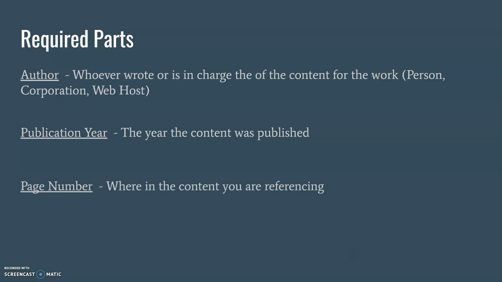Page number is where in the content that you found what you're referencing. So in some cases, like a web page, you're not going to have a page number, and that's okay. But if you have a book or an online journal that keeps the pagination that was published in the original journal, then you do want to cite that page number.